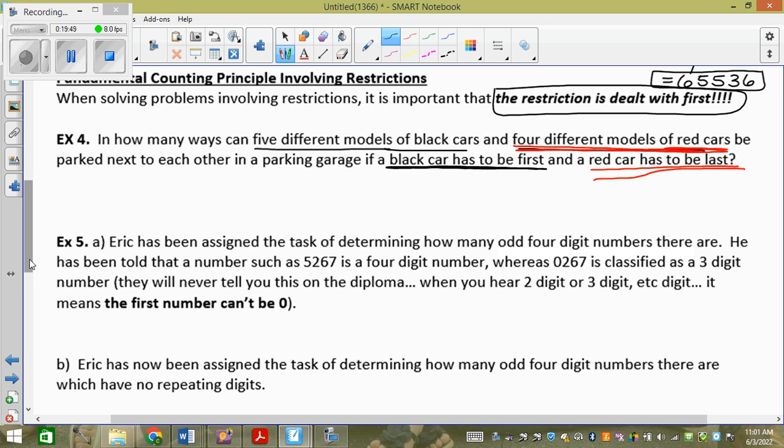Yes, we are parking 9 cars. Now, every single blank represents putting how many in that blank? 1, correct?